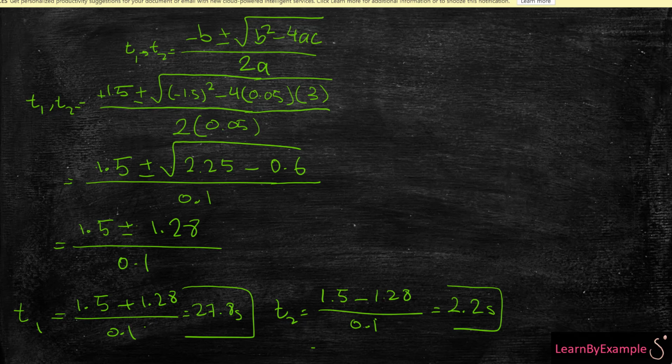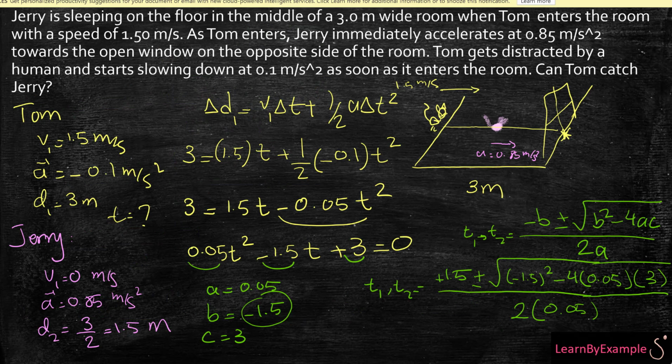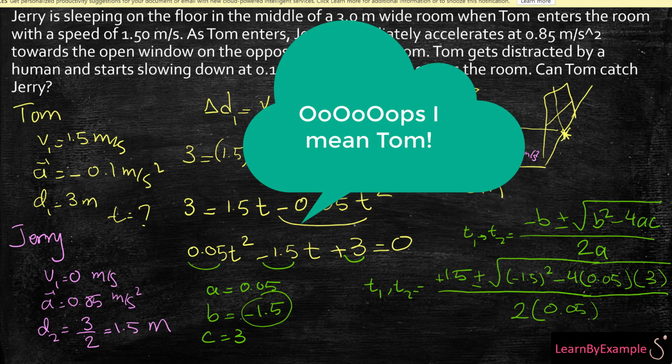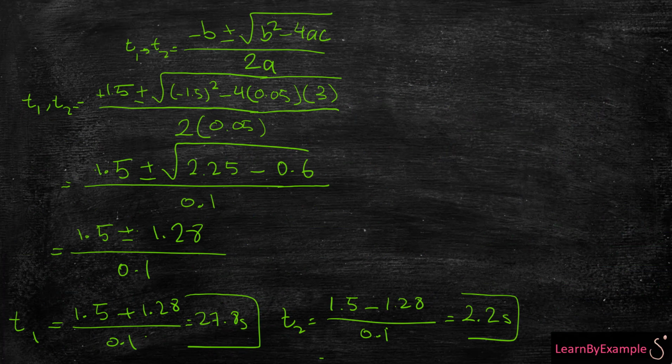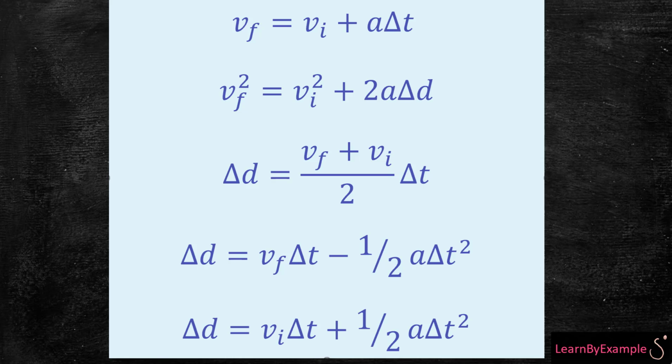Now what I'm going to do is go back and solve for Jerry and compare it to what I find for Jerry. Now let's take a look and see what I can use to help Jerry. Now going back to my initial equation here, Jerry's initial velocity is known, acceleration is known, and also d2 is known. So what equation do you think we should use in order to find the time that it takes for Jerry to travel half of the room?